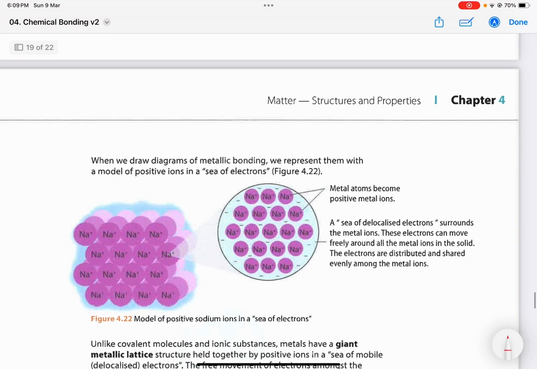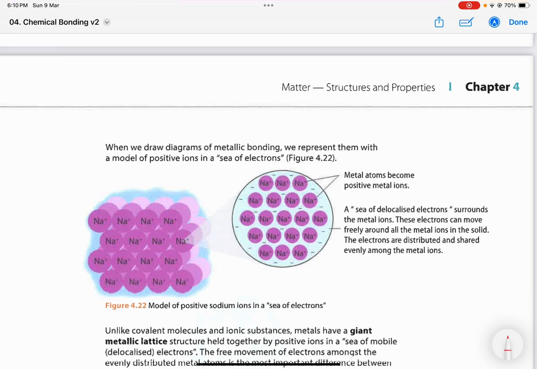Okay, so this is actually how it looks over here. You can see the sodium. For sodium, you realize that it will form a Na plus and it will give out 1 electron, right? So this is the Na plus. Plus, plus, plus, plus, plus. You can see many ions form this lattice, this structure. Then this blue part is all the electrons. So can you see this sea of electrons? Actually it mixes in between as well. So the metal atoms become positive metal ions, and then surrounding it is this sea of delocalized electrons.